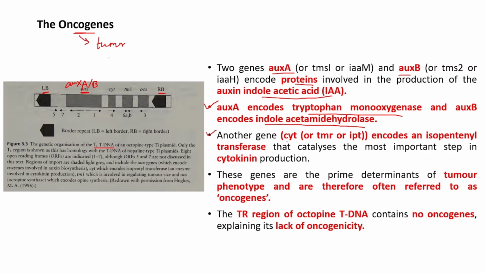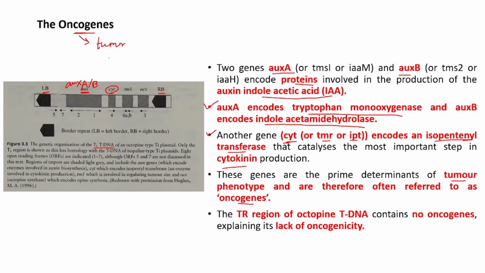There is another gene which is called CYT, or TMR sometimes, or IPT, people refer to it by different names, which encodes isopentenyl transferase, and it is involved in cytokinin production. So if you remember, I have told you that within the tDNA there are genes involved in the synthesis of auxin and cytokinin. So they are talking about this. Here you will find this CYT gene which will code for cytokinin.